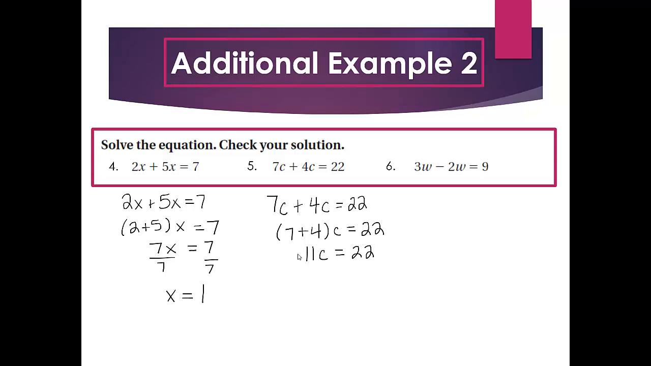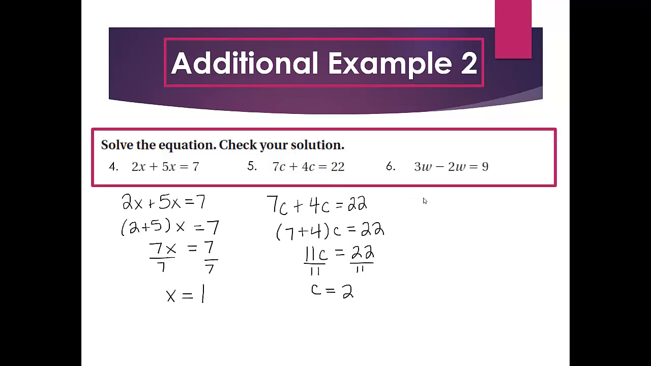And then since we're multiplying 11 times c, we'll divide by 11 to solve. We have to divide both sides by 11. 11 divided by 11 is just 1, so that gives us c, and that would be equal to 22 divided by 11, which is 2. So c equals 2. Now we can substitute this back in. 7 times 2 is 14. 4 times 2 is 8, and 14 plus 8 is 22.